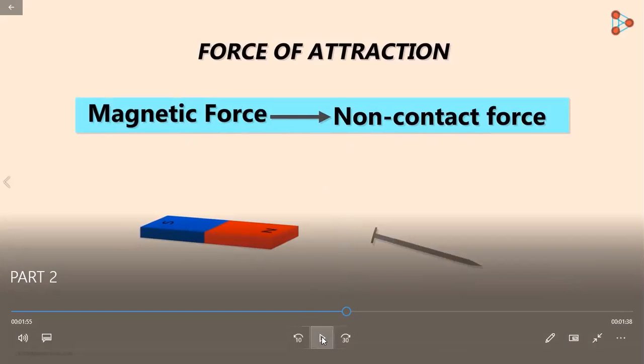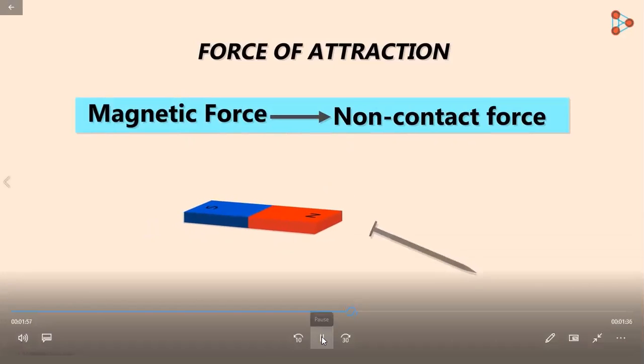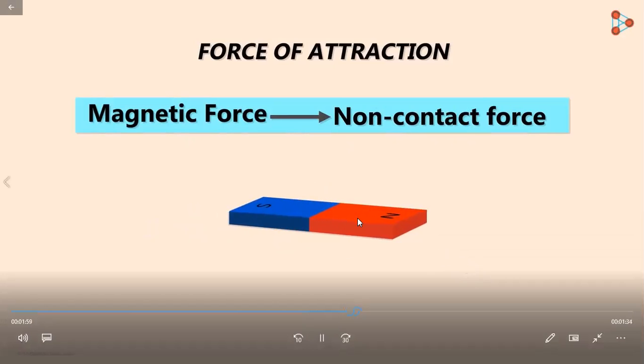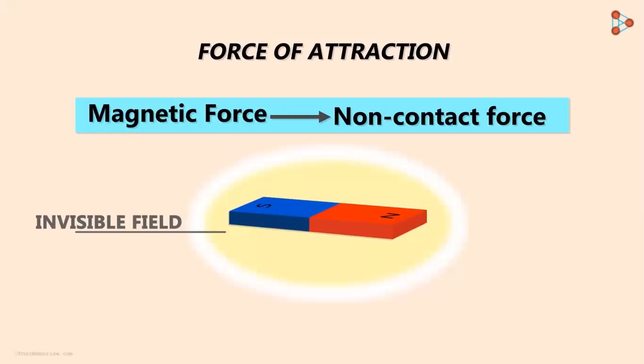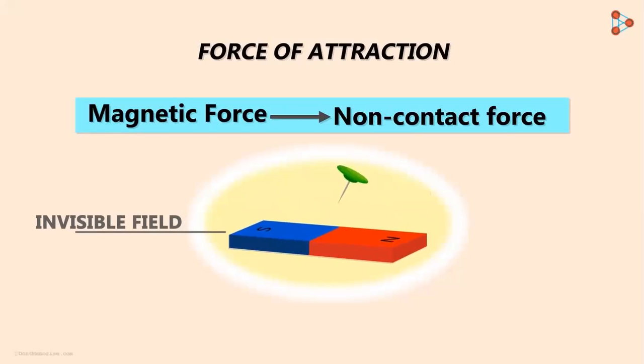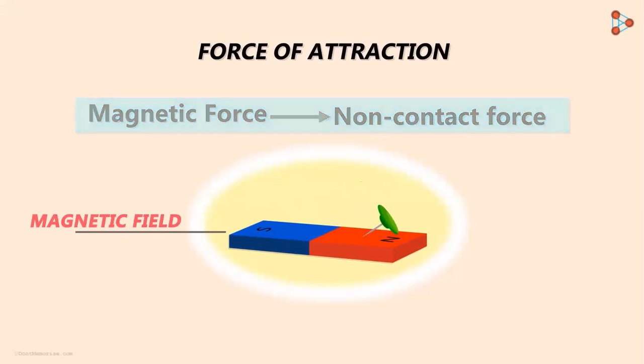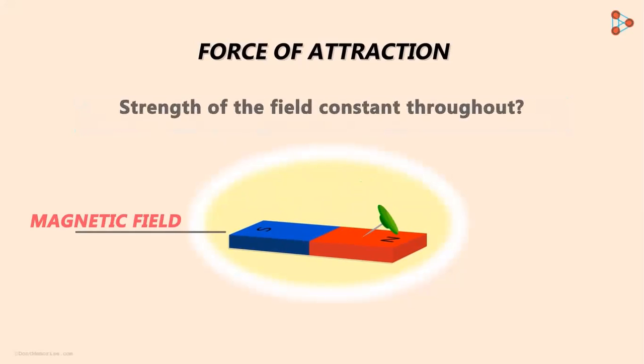non-contact force. Iron. But what does this non-contact nature of the magnetic force tell us? It tells us that there is an invisible field produced by the magnet in the space around it. And if you bring any ferromagnetic material in this field, then it experiences that force of attraction. We cannot see this field, but it exists. This field is produced by a magnet and hence it's called a magnetic field. Now I'll ask you an interesting question. Do you think the strength of this field is even throughout the area around the magnet?